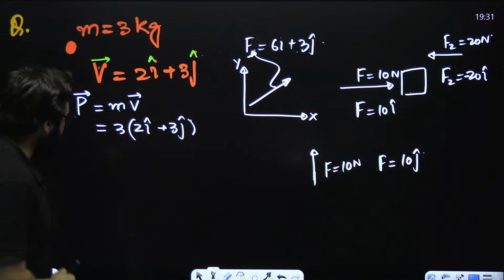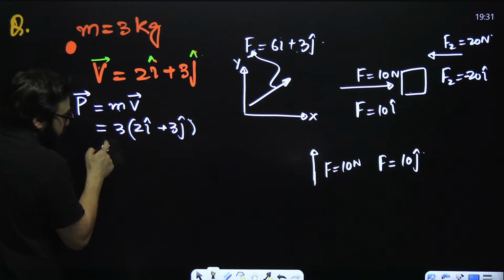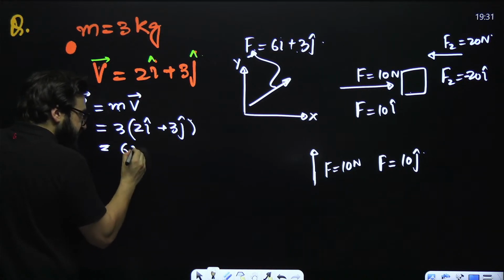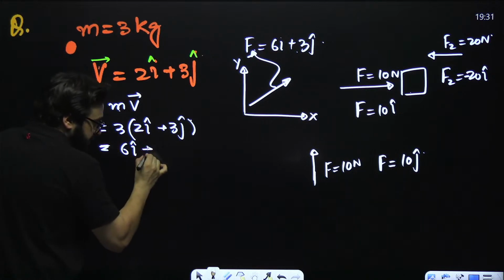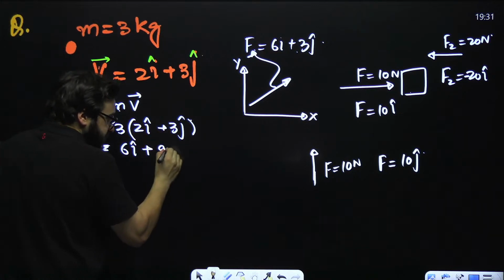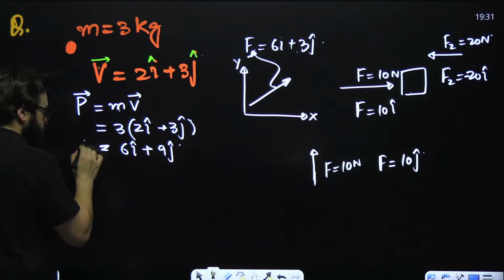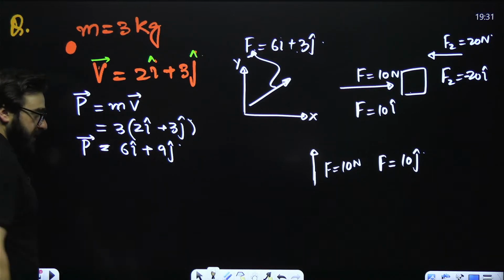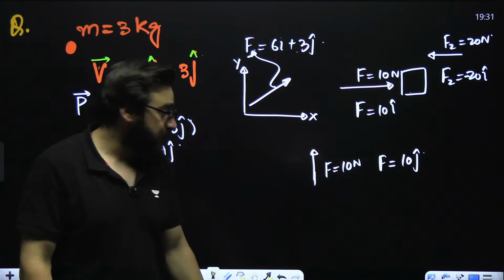Now let's find the value of this. So 3 into 2 is 6 i cap. Then plus 3 into 3 is 9 j cap. So this is the value of momentum.